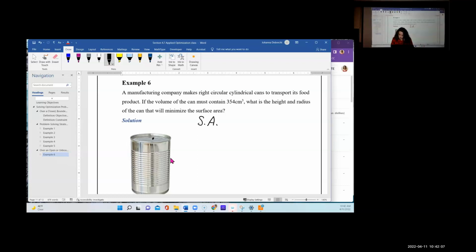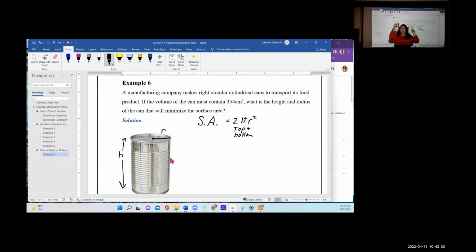So we have a radius here, and we have a height, which goes to here. Now the surface area has two ends, so we have 2 pi r squared. This represents the top and the bottom of the can. All right. Now, what about the sides?